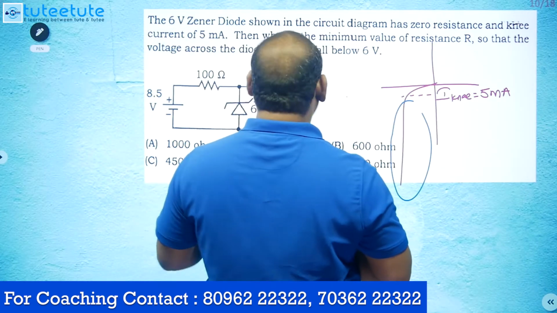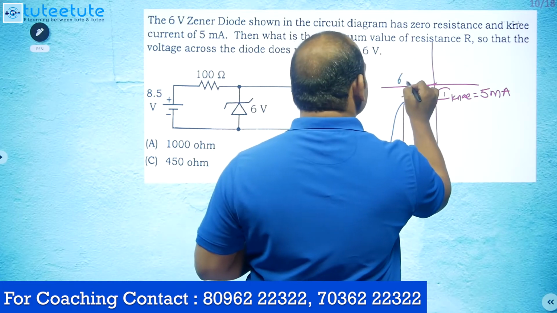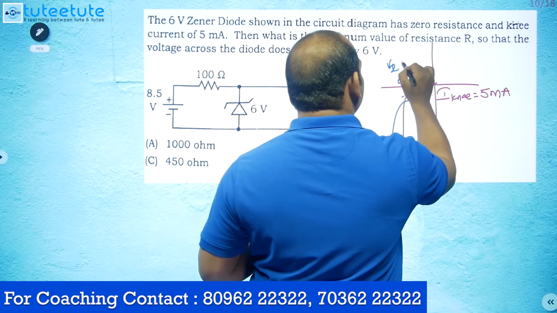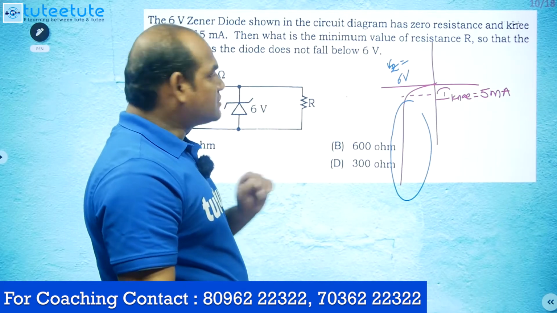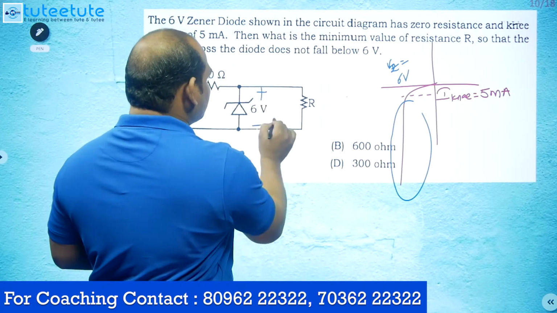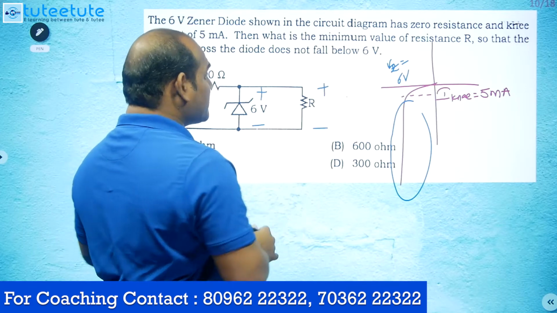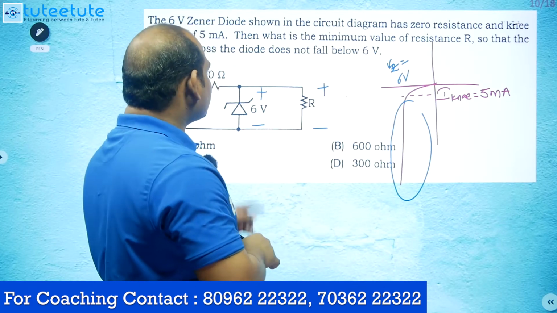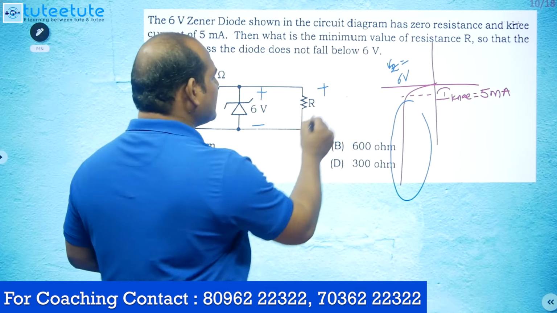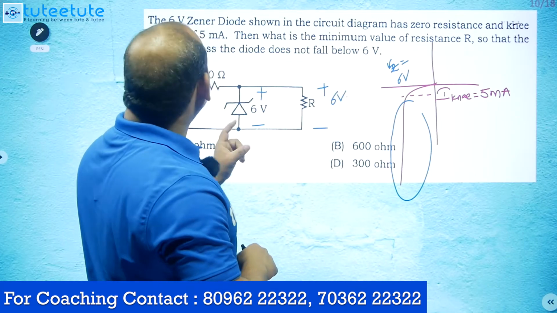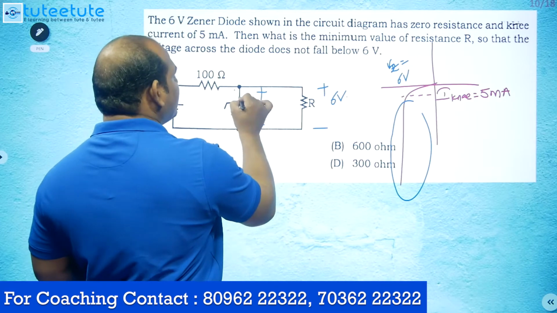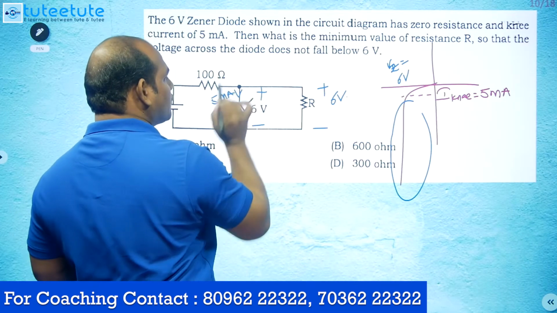Okay, so the breakdown voltage is given as 6 volts. This is the VZ or VBD, like that we can tell, that is the 6 volts. And the 6 volts we have to take like this. Here also 6 volts is there because it is in the breakdown region. These two are in parallel, so in parallel the same voltage will be there, that is 6 volts. And the knee current is also given, that is 5 milliamps. Here 5 milliamps is flowing.